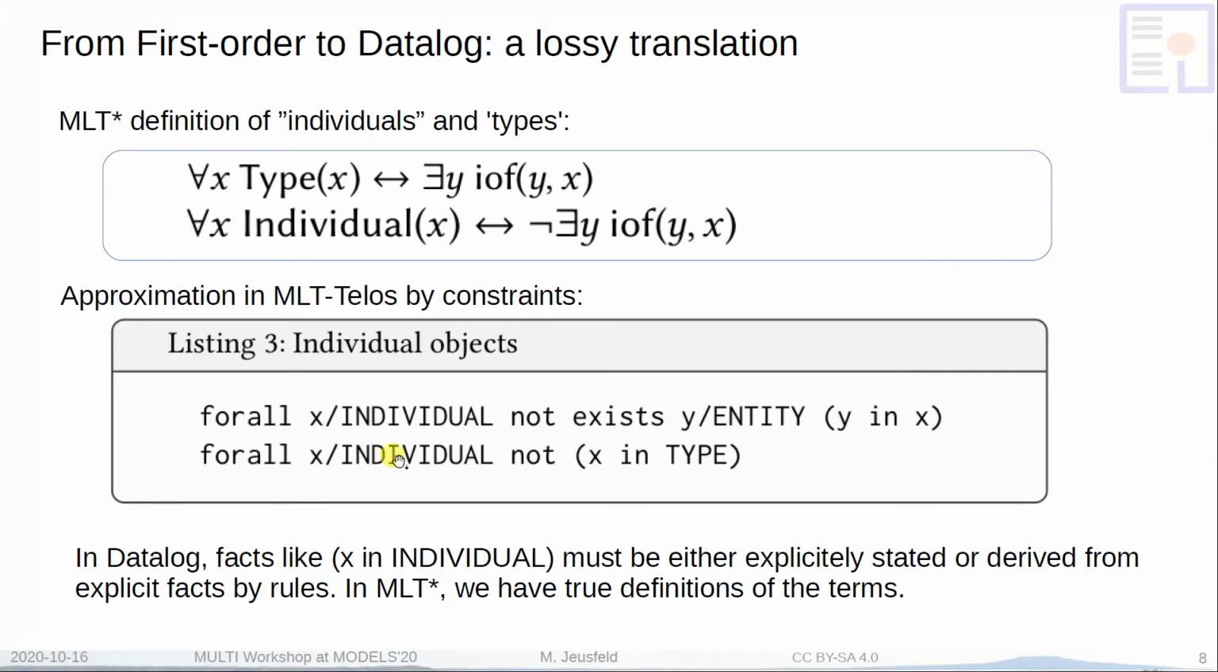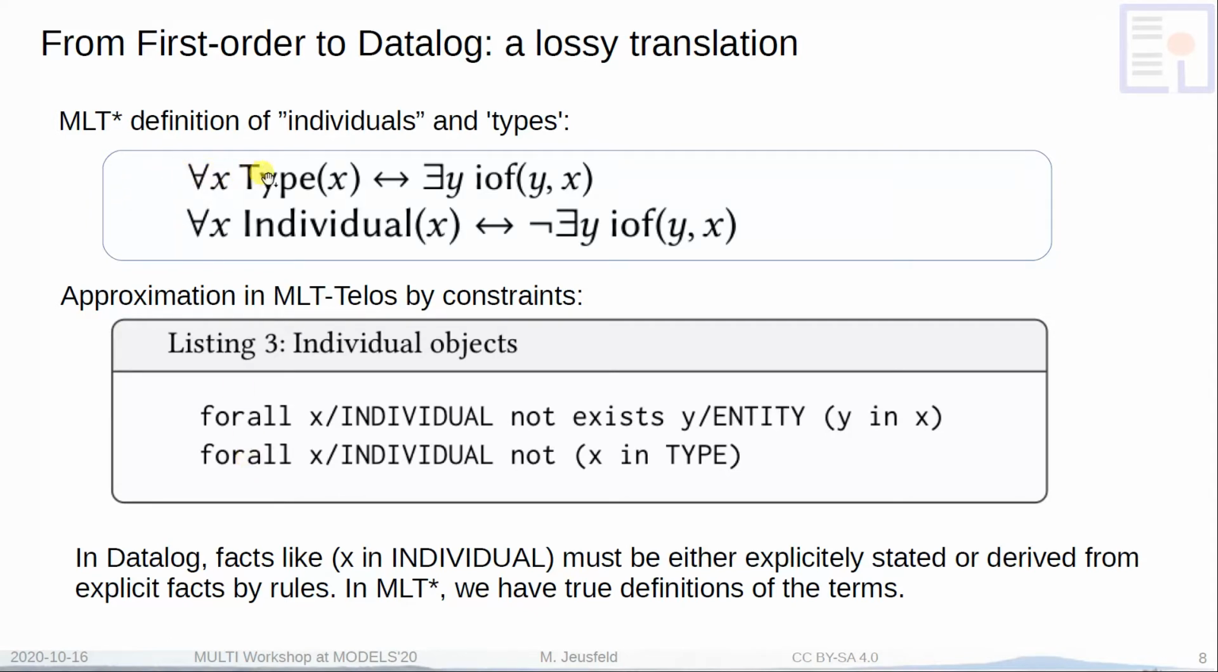And if something is an individual, it may not be a type, which is not mentioned here, but it is added here. In MLT-Telos, we declare objects to be individuals or types, whereas here it is defined. So that's a big difference. When you define a new type in MLT-Telos, then it initially has no instance. So according to this definition here, it would be an individual. However, during modeling, you first declare something and then you use it. So later, when you use it, you may declare some instances and then it becomes a type.